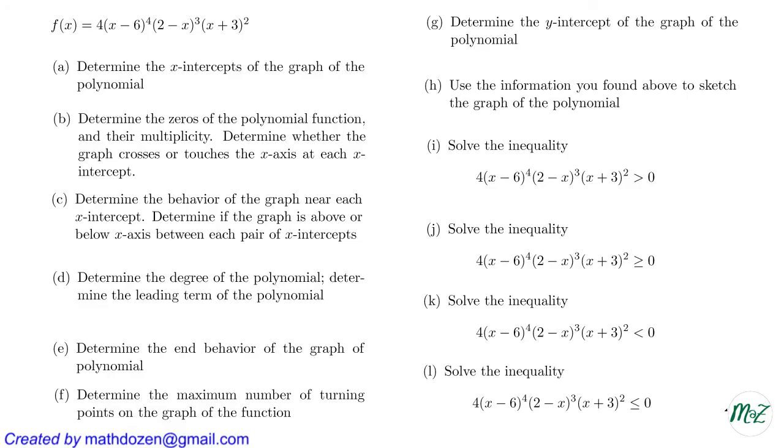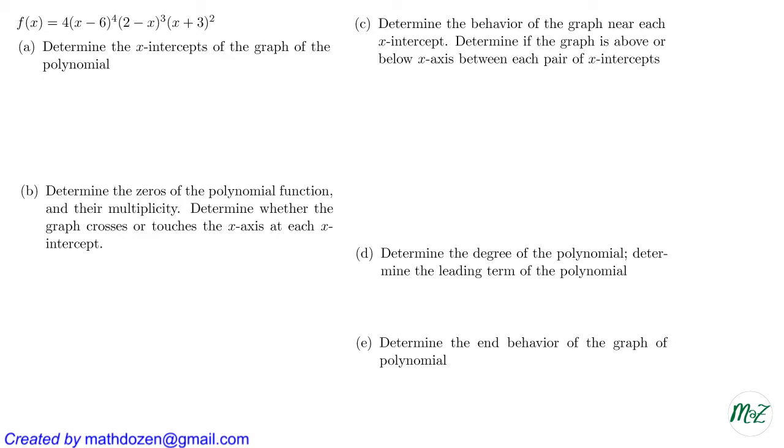We're gonna study this polynomial function f of x being 4 times (x minus 6) to the fourth times (2 minus x) to the third times (x plus 3) to the second power. And we're gonna answer the following series of questions about this polynomial function. So we'll start with the following 5 questions about this function.